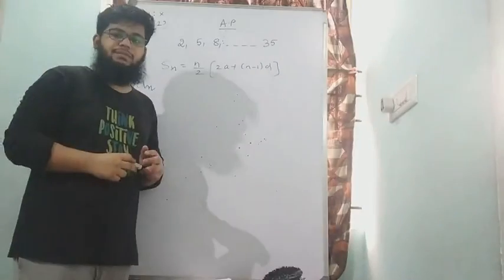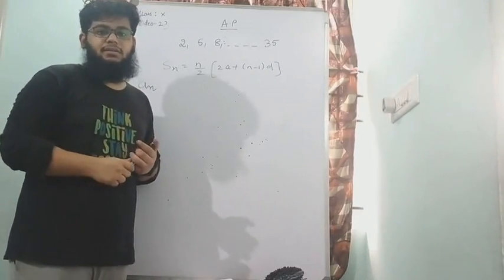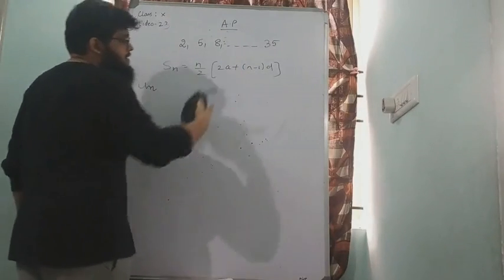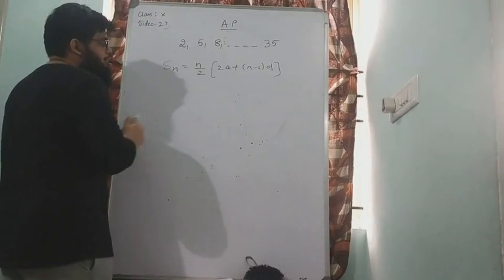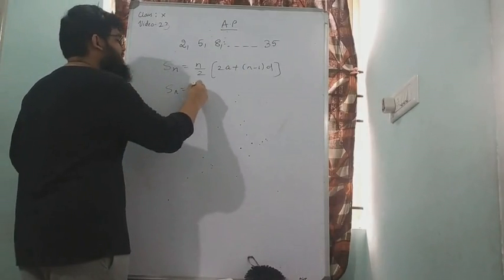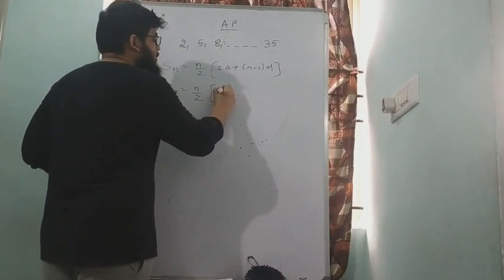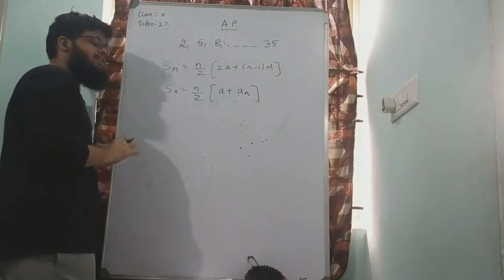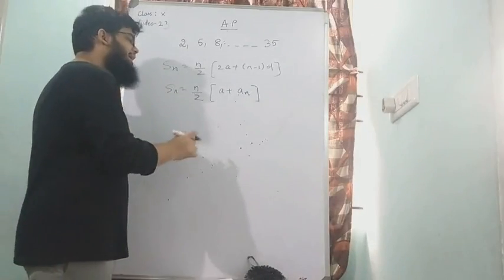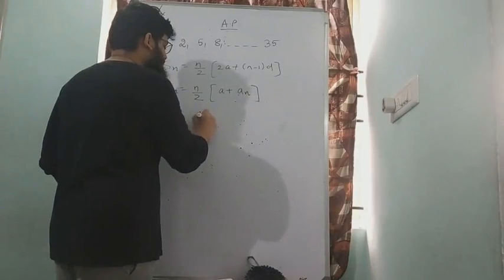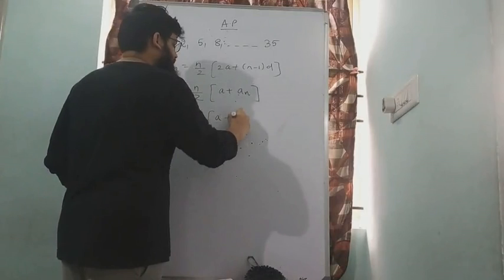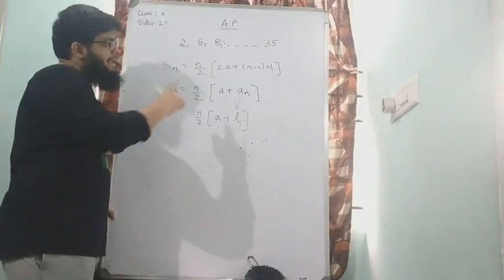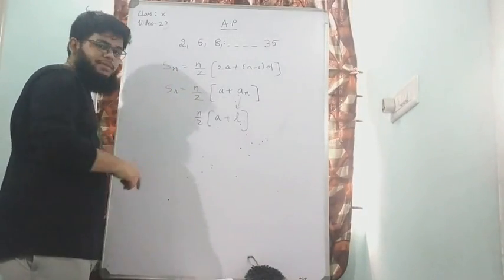We have learned that when we solved the nth term of an AP topic. So whenever we have the last term present, we can make use of a formula called Sn is equal to n by 2 into a plus an. That's all, a plus an. The formula is also given as n by 2 into a plus l. An can be written as l also. L means last term, an also means last term. You can use whatever you want.